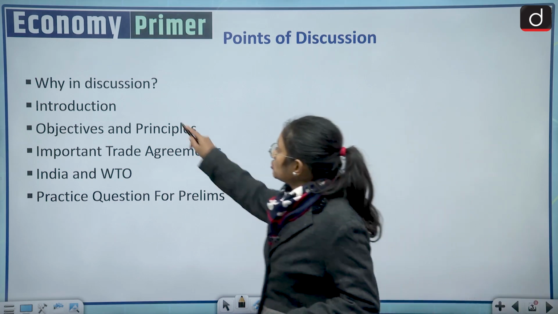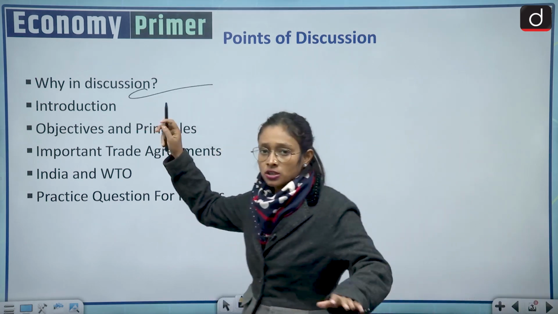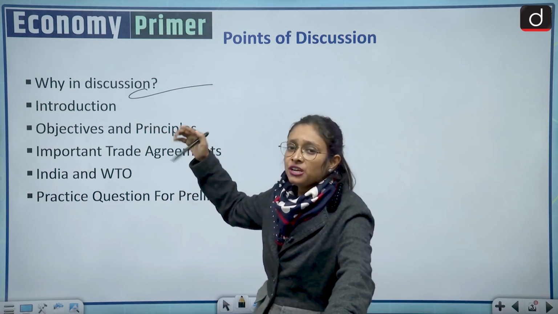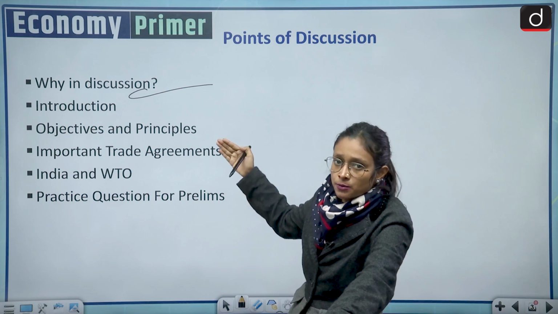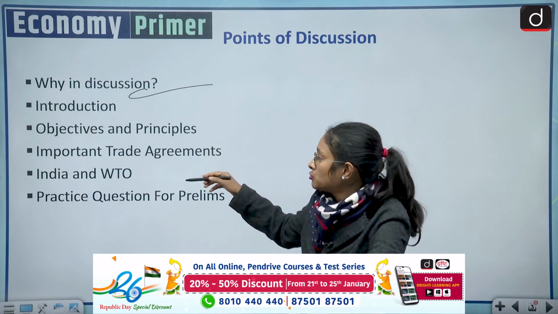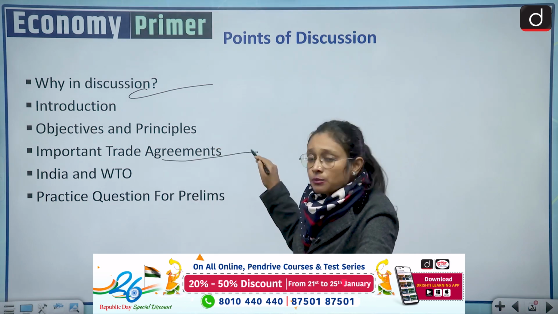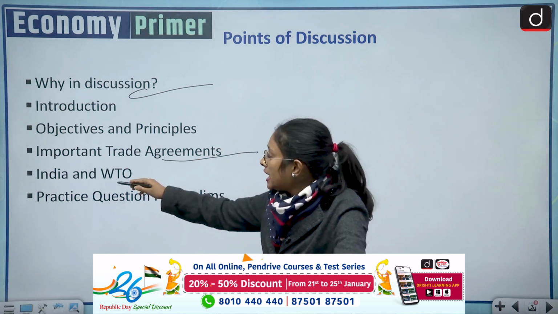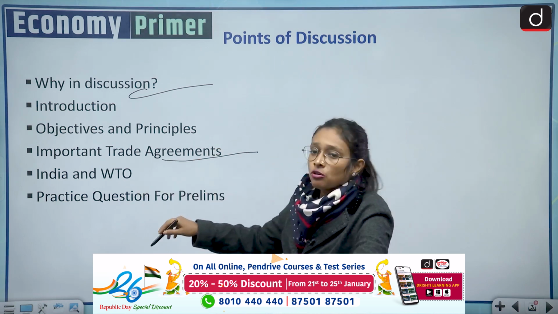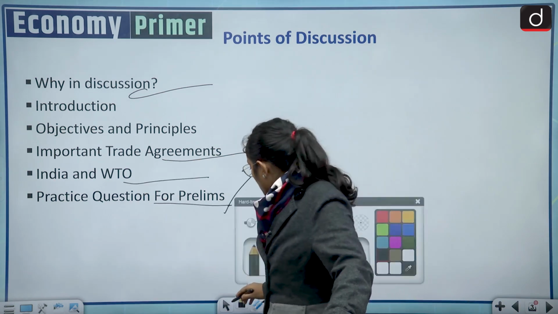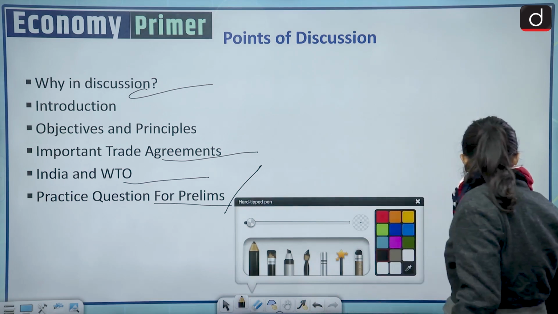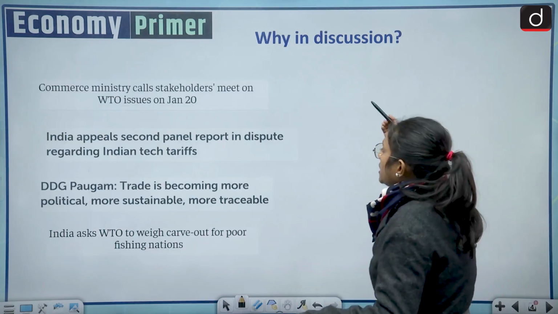First of all, we are going to discuss why World Trade Organization is in the discussion. Then we'll have a brief intro about WTO. Then we are going to discuss the objective and principle of WTO. And then we are going to discuss important trade agreements of WTO, India and World Trade Organization. And we are also going to discuss practice questions for prelims. So, moving to the introduction part.